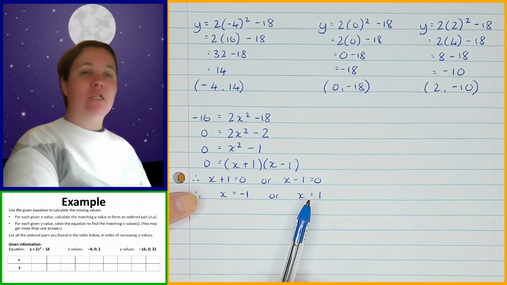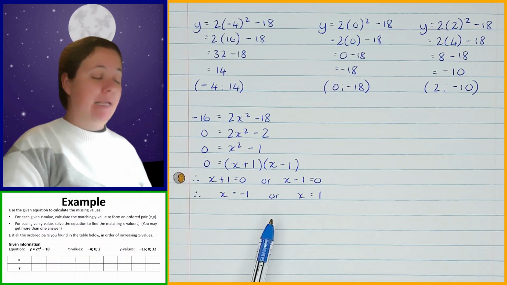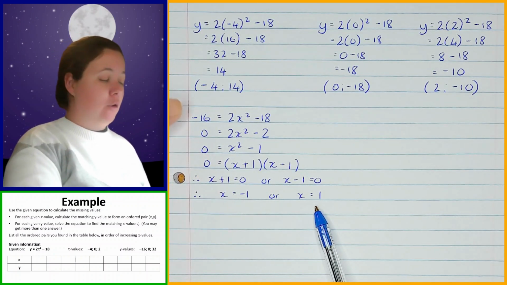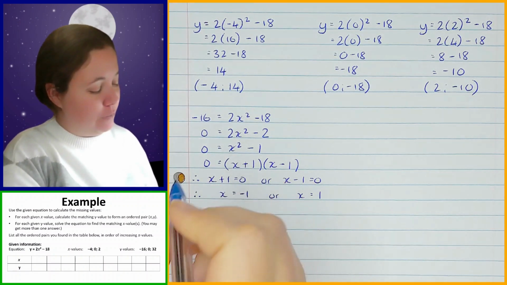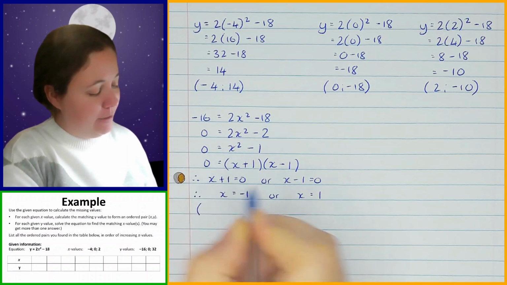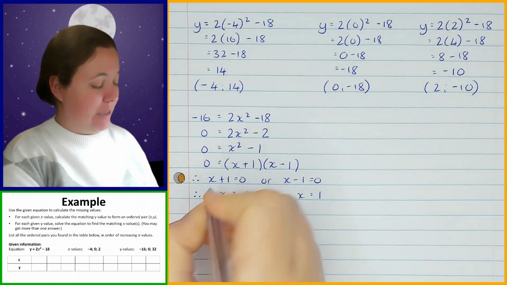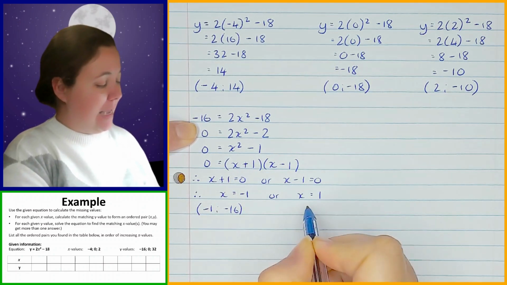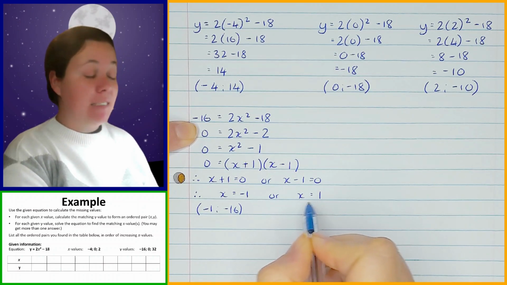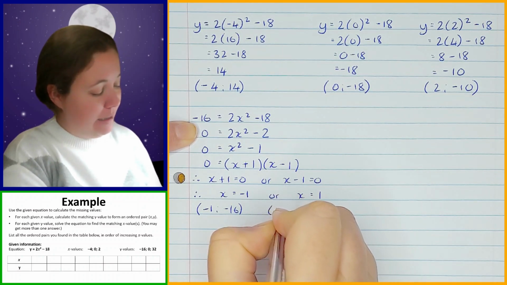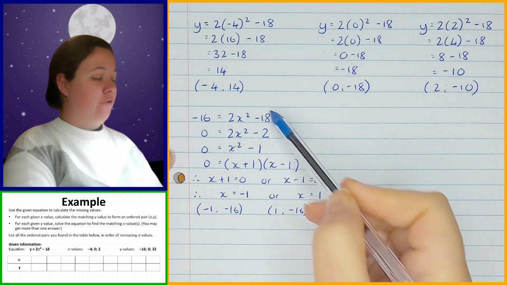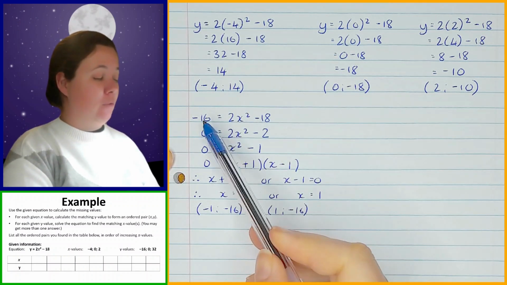So now I'm going to get two ordered pairs for this y value because I've got two x values that work with that y value. Okay, so my ordered pairs are going to be -1 as my x value and -16 as the y value, and then another one where x is 1, so that's 1 and -16. Okay, so I have two ordered pairs from that given y value.